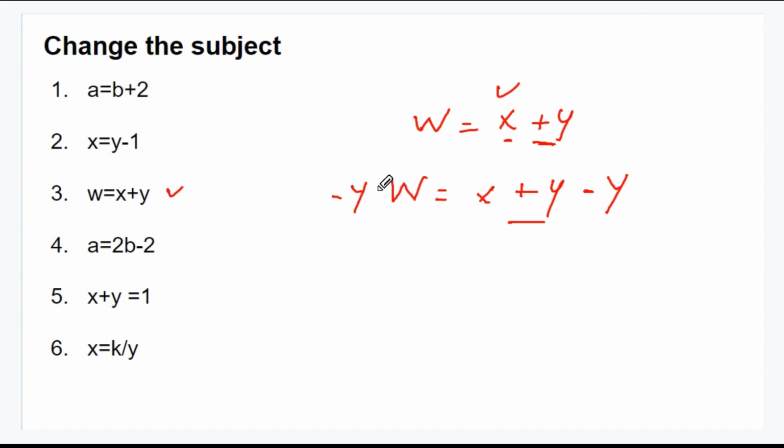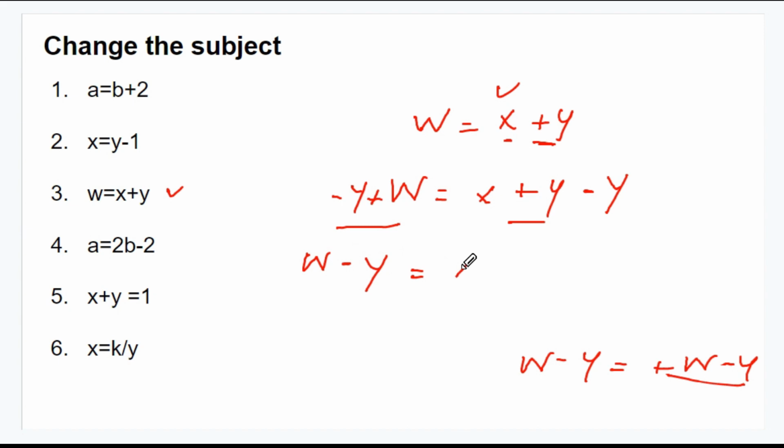For example, I can write like this. Why I wrote like this? Just to let you understand that this is same as w minus y or plus w minus y. Okay, so minus y plus w is same as w minus y. So what we are left with, x and plus y minus y will be cancelled with each other. So now I can change their positions. I can write like this, x equals to w minus y. Now look at x is your subject.